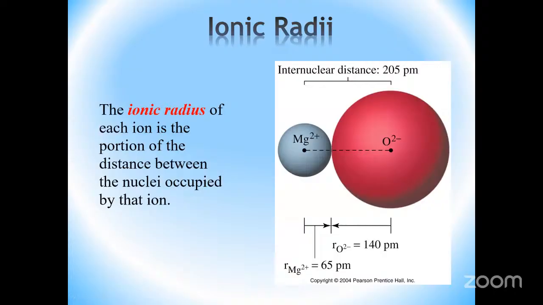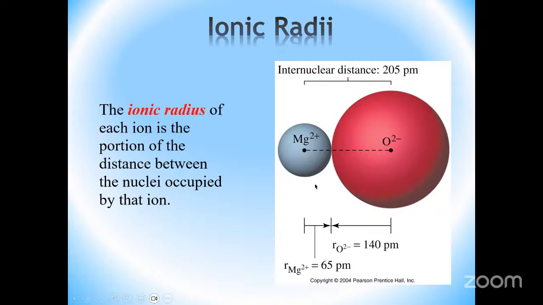Okay, so now we're going to talk about ions. We talked about atoms and their sizes. We're going to talk about the size of ions. Firstly, we're going to talk about the size of the ion compared to the size of the atom from which they're formed. And also, we're going to talk about trends with respect to ions in the periodic table. So first, we have to define what is known as the ionic radius. The ionic radius of each ion is the portion of the distance between the nuclei occupied by that ion.